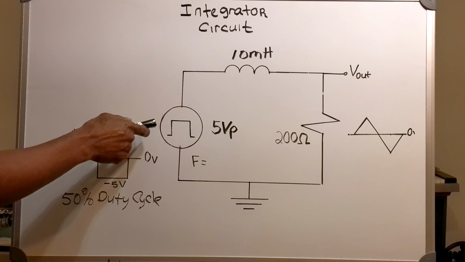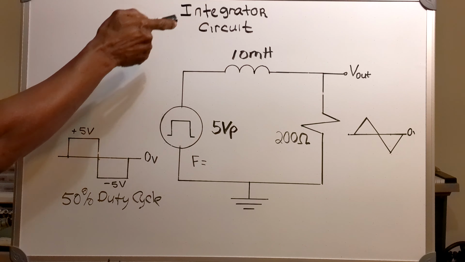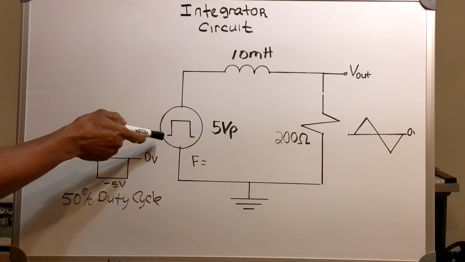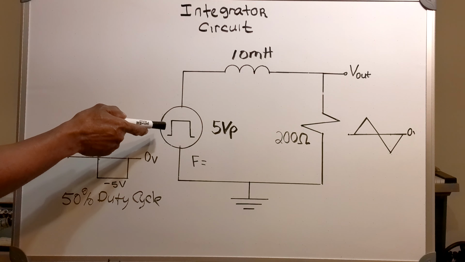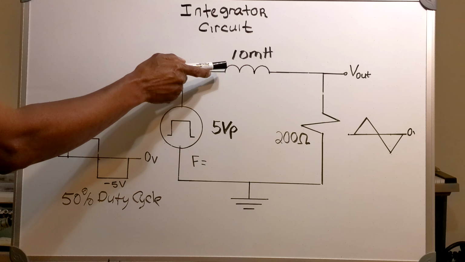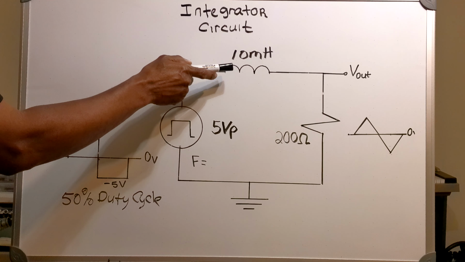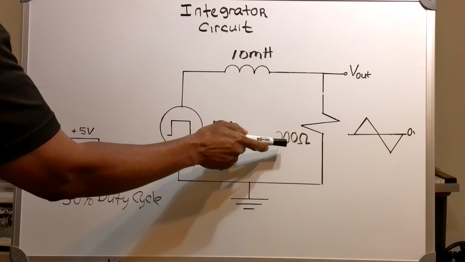Now in this video, I've got an integrated circuit. I've got a square wave on the input in series with a 10 millihenry inductor and a 200 ohm resistor.